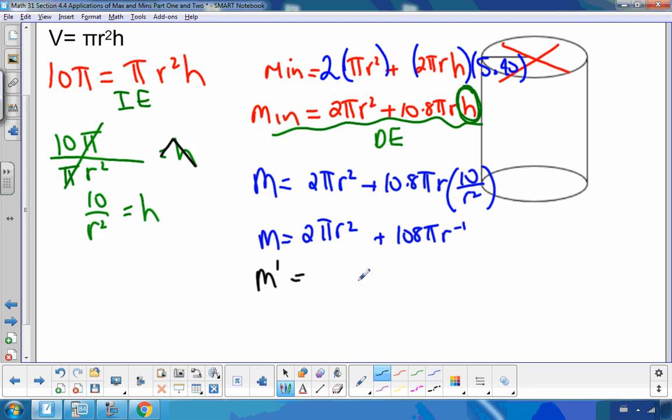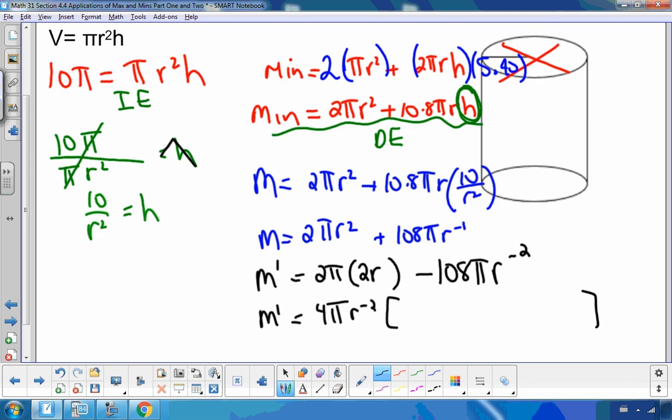The first derivative is 2π times, bring the 2 down, decrease my exponent by 1, minus, bring the exponent down, which is a negative 1, and decrease that by 1. I want to factor this using the greatest common factor. The greatest common factor is 4π, and between r and r to the negative 2, I'll take out an r to the negative 2. Factoring that out, 2π times 2 is 4π, divided by 4π is 1.